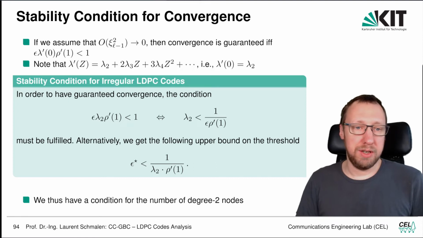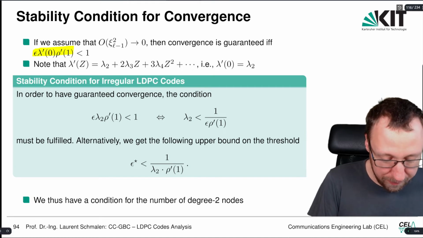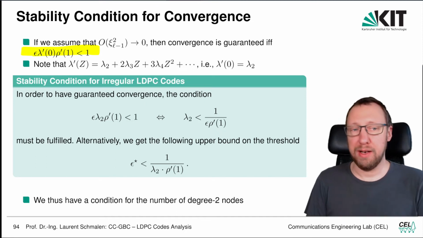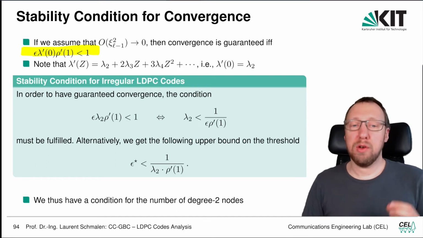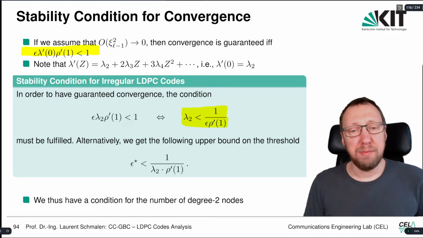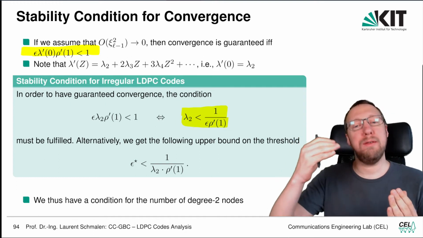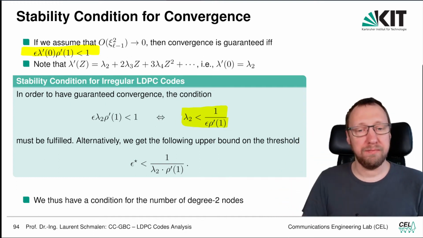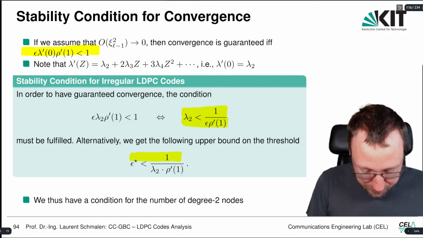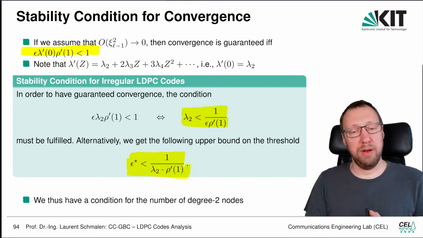So now the stability condition says the following. What I said already, we have convergence if and only if this factor that dominates the linear term is smaller than 1. And this means we have a condition on lambda 2. So lambda 2 should be smaller than 1 divided by epsilon times rho prime of 1. Or we can get an upper bound on the threshold. So an upper bound on the threshold is that epsilon star is smaller than 1 divided by lambda 2 times rho prime of 1.